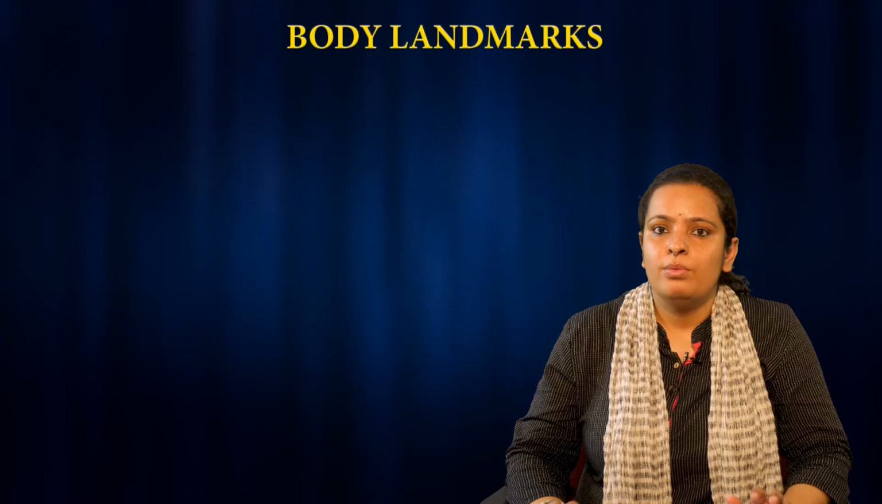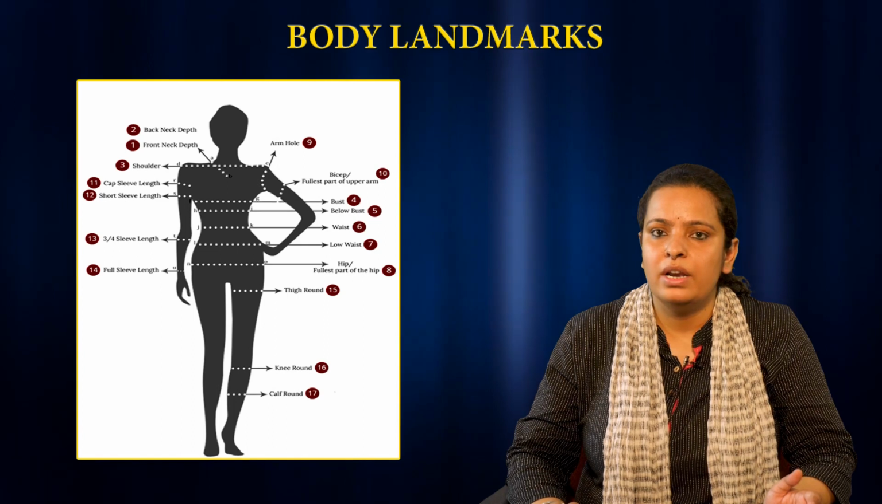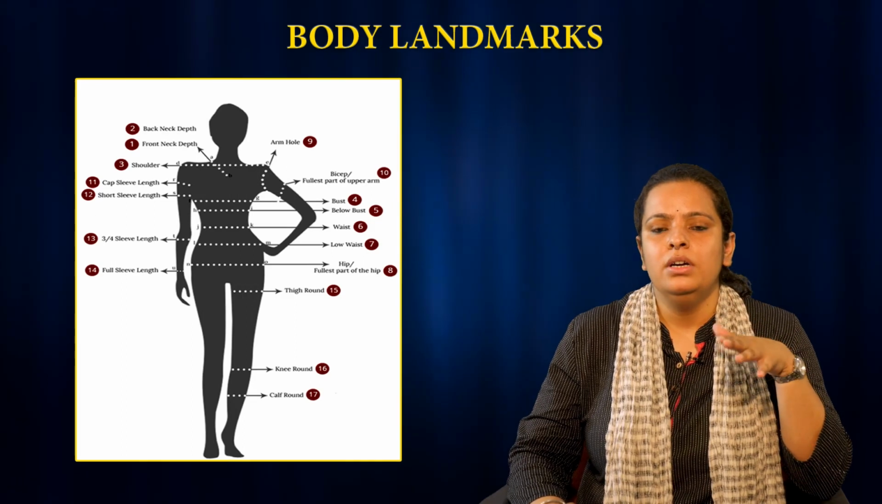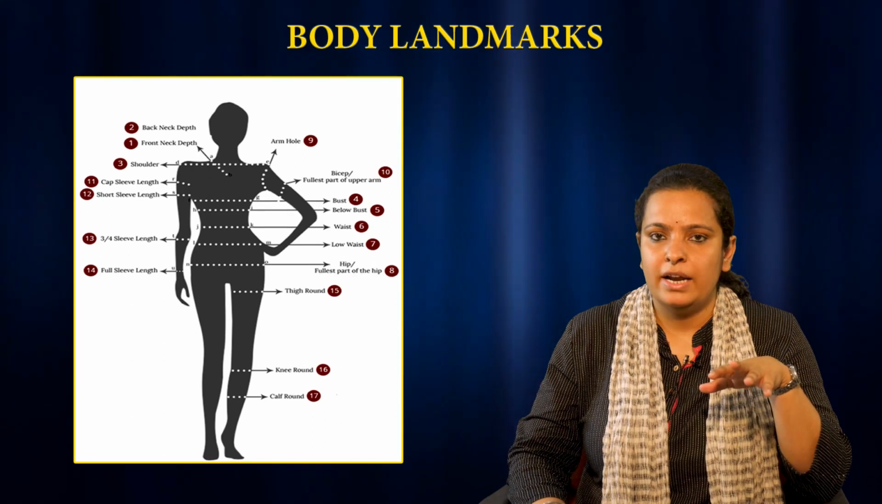So when we talk about how many landmarks there are in our body which are used to take measurements while creating a pattern, we can say there are a total of 17 body landmarks in the human body, which are taken to create a pattern or a design. Like we take the round neck, we take the armhole measurement, we take the calf measurement, starting from the head to the lower leg part. In total, there are 17 body landmarks.